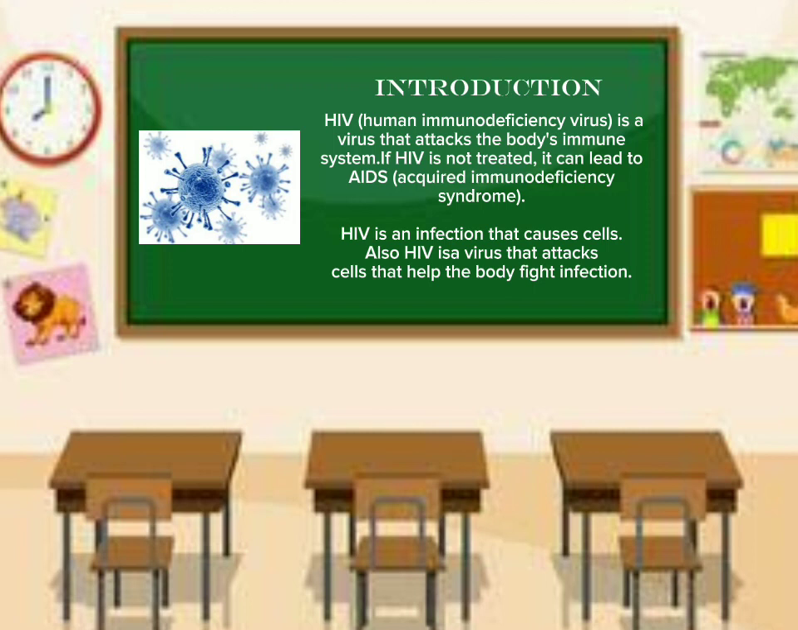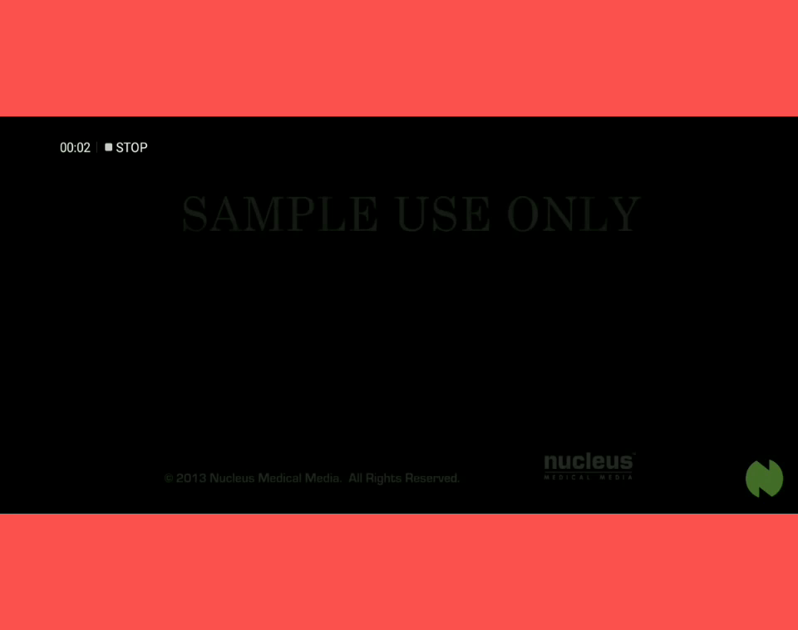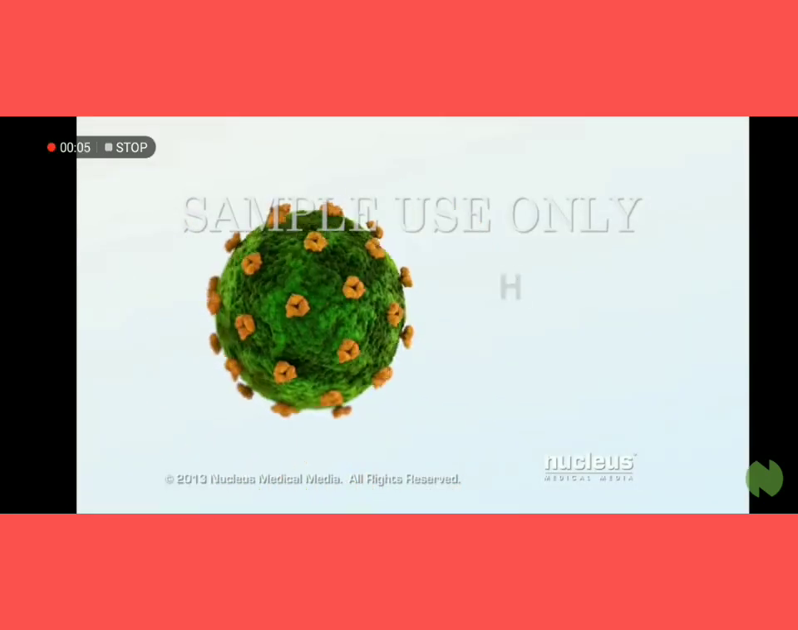Introduction of HIV. HIV is a virus that attacks the body's immune system. If HIV is not treated, it can lead to AIDS, or acquired immunodeficiency syndrome. HIV is an infection that damages cells in the body. Also, HIV is a virus that attacks cells that help the body fight infection. I will show you a video about HIV and how it affects our body.